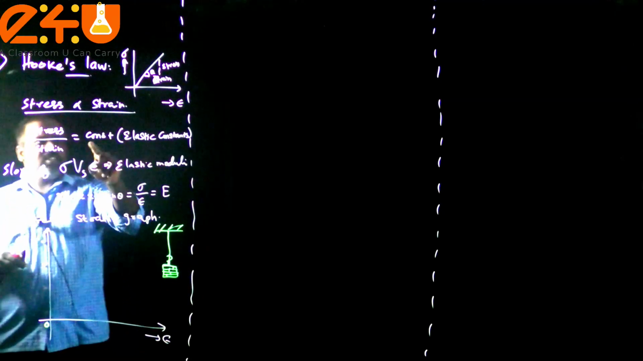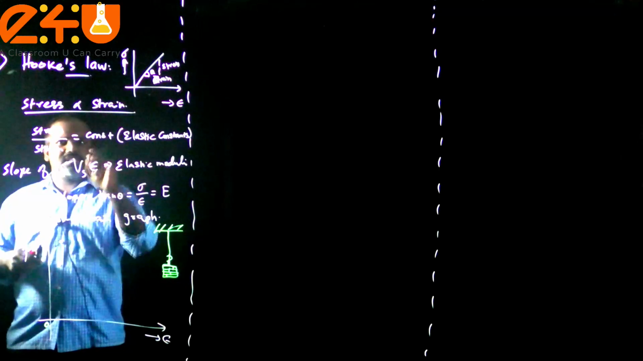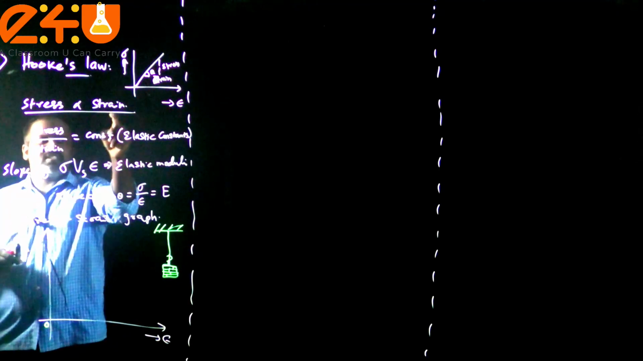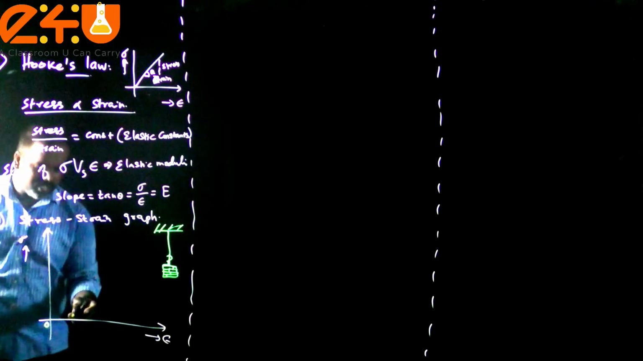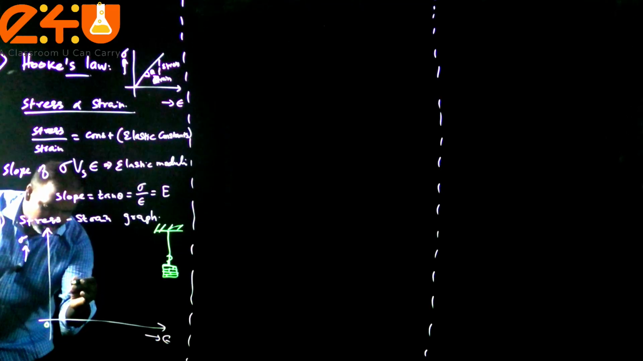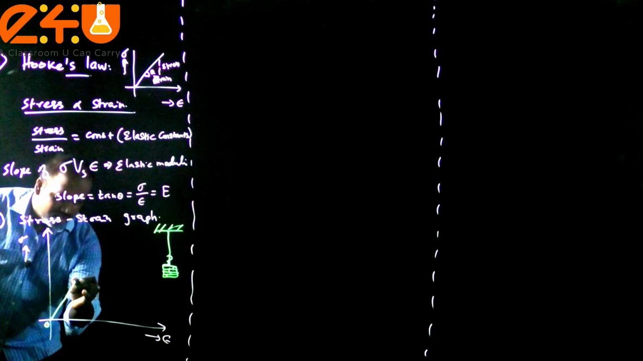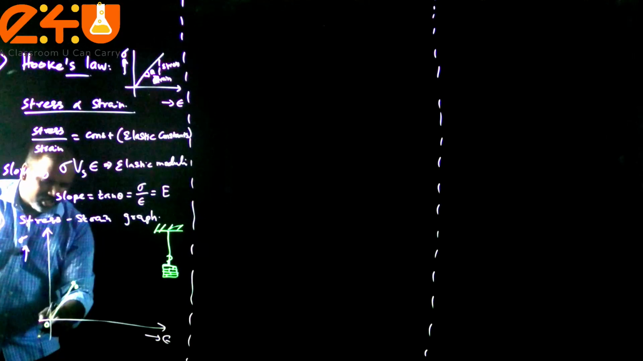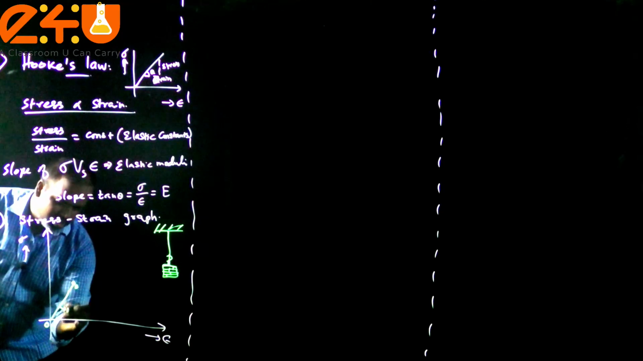According to this law, up to a certain limit, known as the elastic limit, when stress increases, strain in the material also increases. Therefore, at that stage the graph looks like a straight line. This is point A. OA is called the proportional limit.